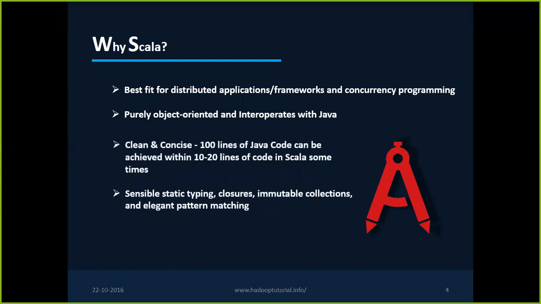100 lines of Java code can sometimes be achieved within 10 to 20 lines of code in Scala. Just as an example, yesterday we have seen that in one single line of code, we achieved that entire word count scenario. Whereas in MapReduce Java, we had to write 3 .java files, and inside each, again, like 30 to 40 lines of code.